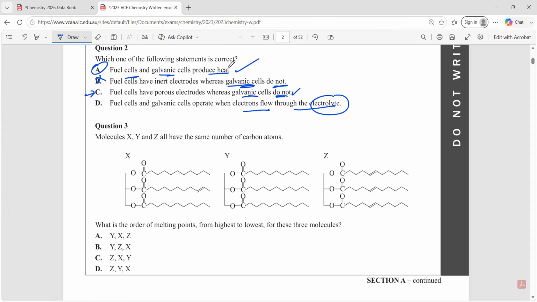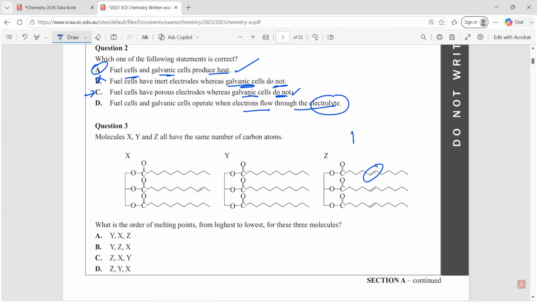So what is the order of melting points from highest to lowest for these three molecules? Don't get caught up in the fatty acids and all that sort of stuff. What we have here, X, Y, Z are triglycerides, each composed of three different fatty acids. The only difference between these three triglycerides is the number of double bonds, right? And what you guys have to remember is that whenever we introduce a double bond into a molecule, we're introducing a kink into the fatty acid. That kink prevents the fatty acids from packing as tightly, and therefore it reduces the melting point.